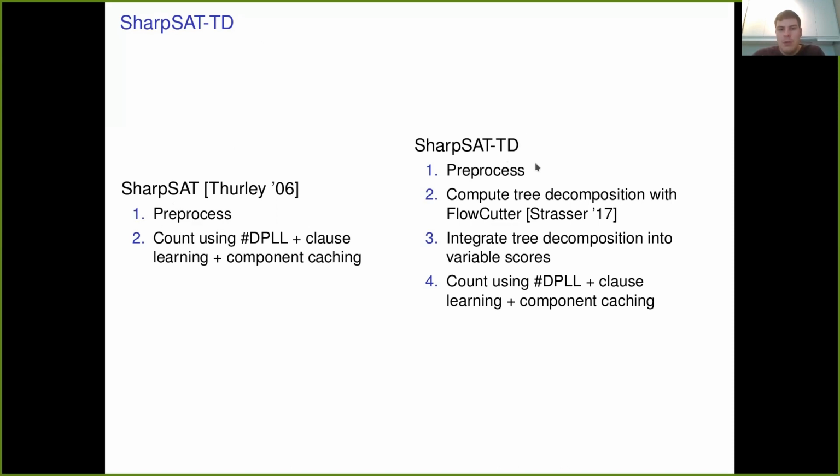Okay, and what we do in Sharpshot TD, our modification of Sharpshot, is again, it's important to have this pre-processing first, and then for the pre-processed formula, we compute a tree decomposition with this FlowCutter software, and then we integrate the tree decomposition into variable scores. So we make the variable scores take this tree decomposition into account, and then we run exactly the same counting with just somehow altered variable scores.